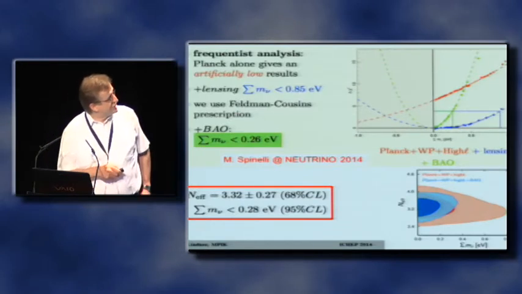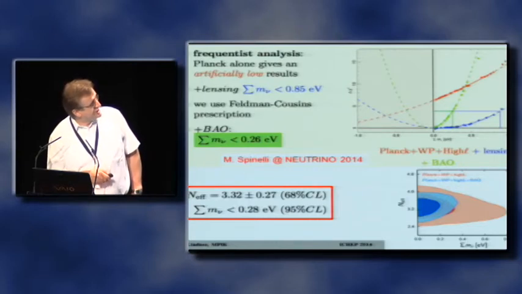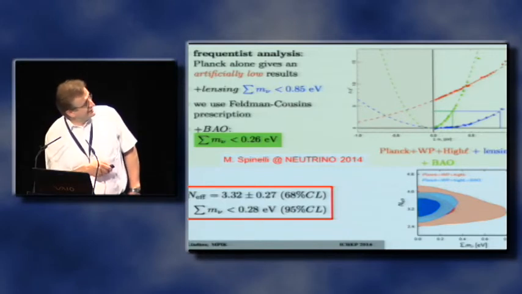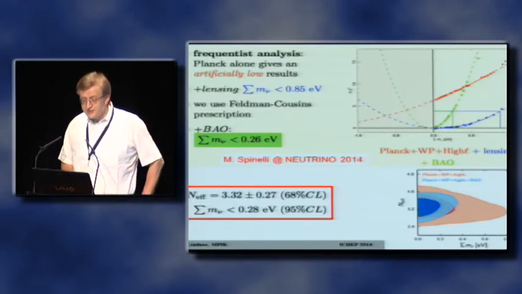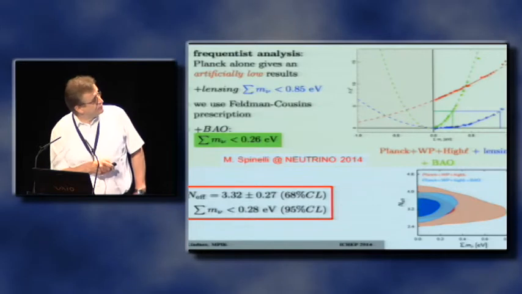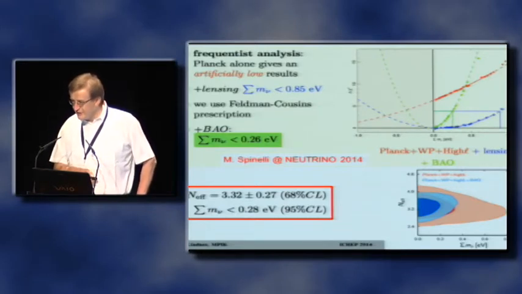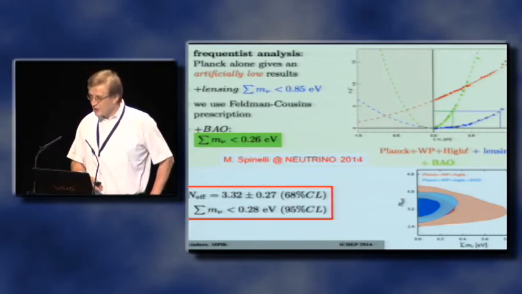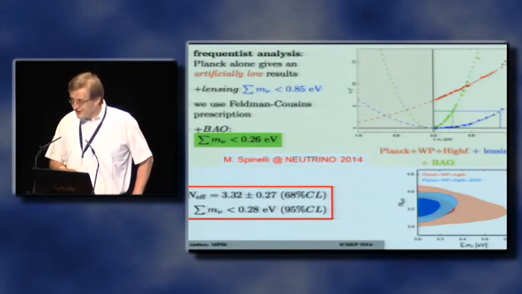This is an interesting version. This is a slide shown by Marta Spinelli at the neutrino conference. It shows how the sum of the neutrino masses is affected by these kinds of things. And I point you to this red line here, which is the Planck alone data. And it says it gives artificially low results. And the point is that it pushes to a negative sum of the neutrino masses. So you have to be careful. It's a difference if you take the sum of neutrino masses as a fit parameter, which also can be negative, or if you call it the physical sum of neutrino masses, which should not be negative. And of course, this affects what the numbers are.